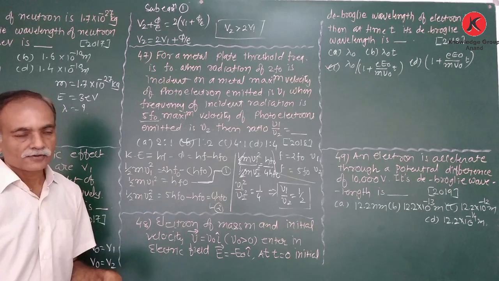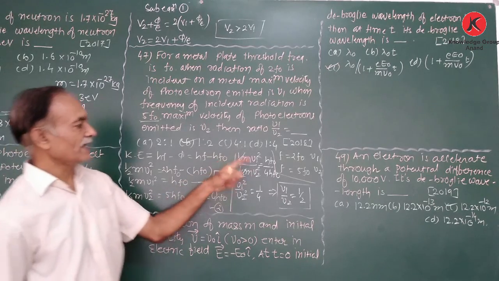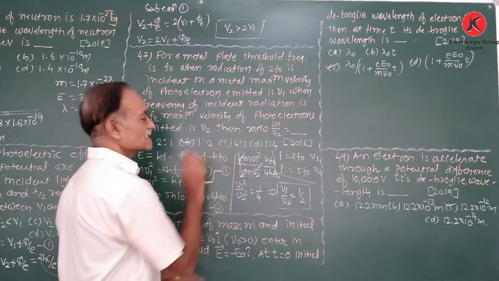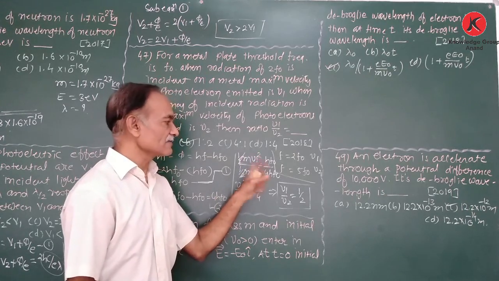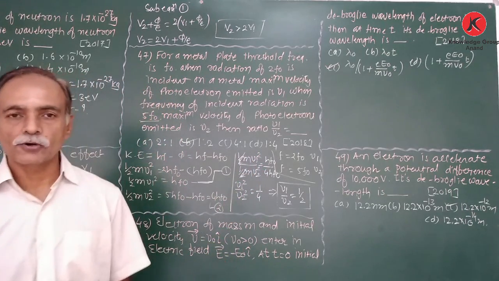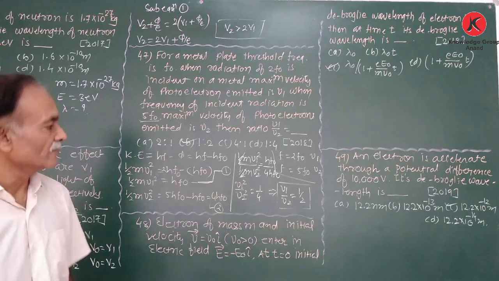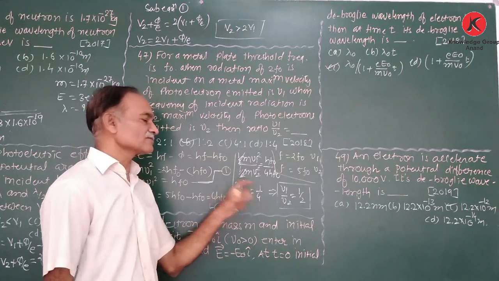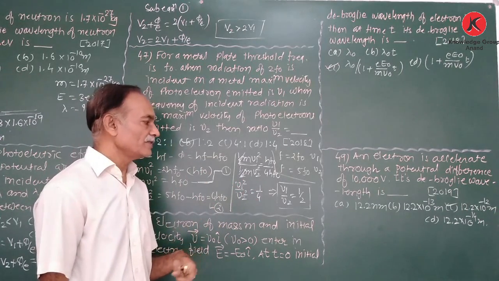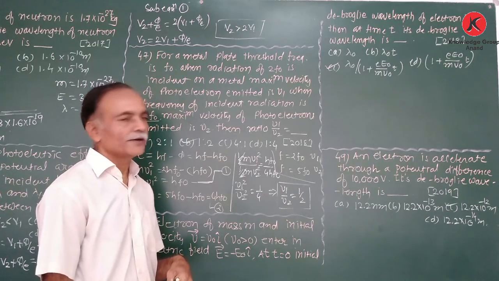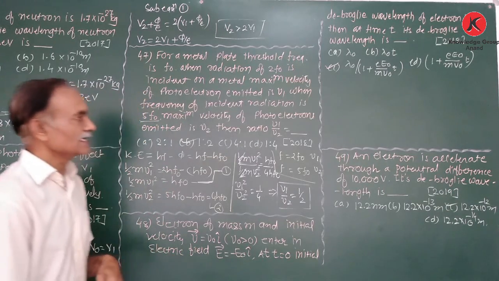Therefore, 4hf0. Taking the ratio of equations 1 and 2, half m cancels. v1 square upon v2 square is equal to hf0 upon 4hf0. Therefore, v1 square upon v2 square is equal to 1 by 4. Therefore, v1 upon v2 is equal to 1 by 2. Clear this? Okay.